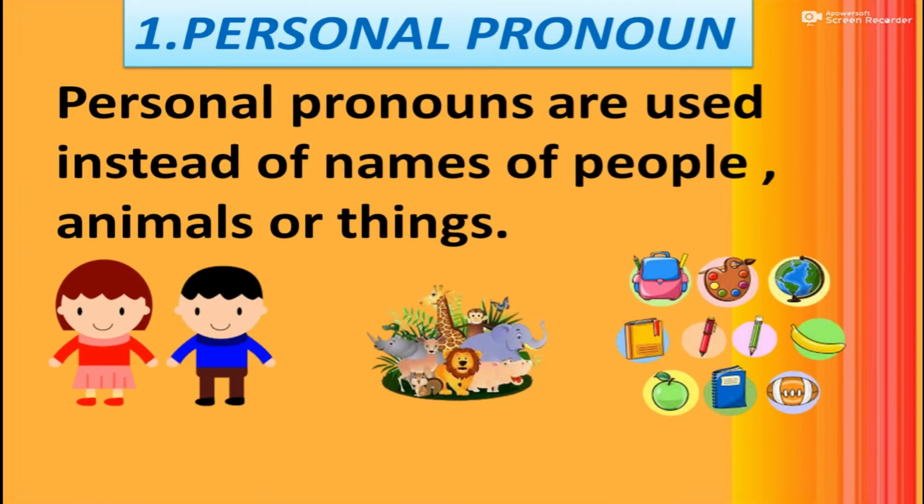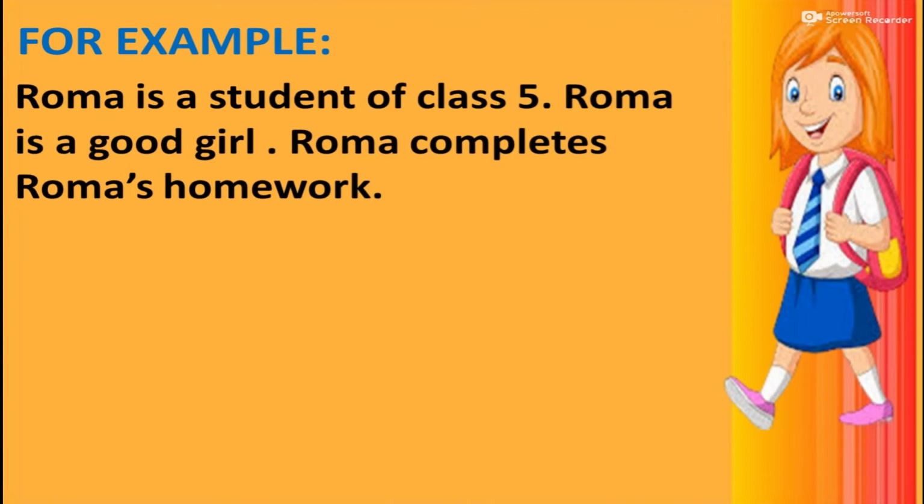First, personal pronoun. Personal pronouns are used instead of names of people, animals, or things. For example, Roma is a student of class 5. Roma is a good girl. Roma completes Roma's homework. This paragraph sounds awkward, isn't it? Because Roma is being repeated many times.